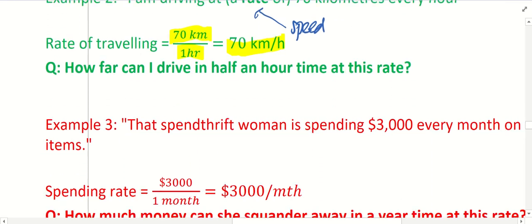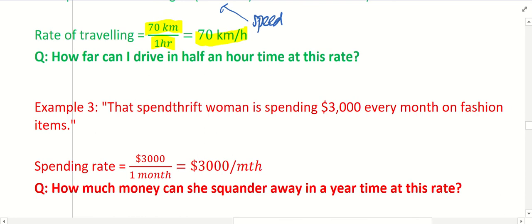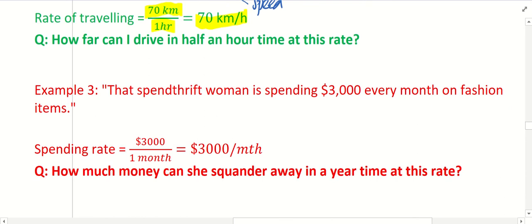The last example is a bit more interesting. There is this spendthrift woman who spends $3,000 every month on fashion items. Well, this is not a good example, not a good role model for girls. So what is her spending rate? We can express her spending rate as a fraction, $3,000 every 1 month, so it's $3,000 per month. Then I can further ask, how much money can she squander away in a year at this rate?